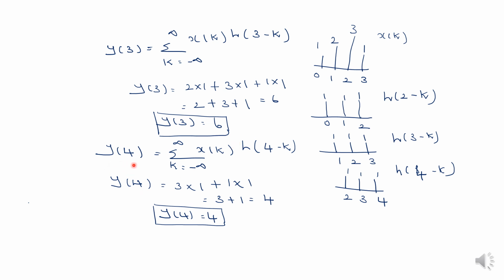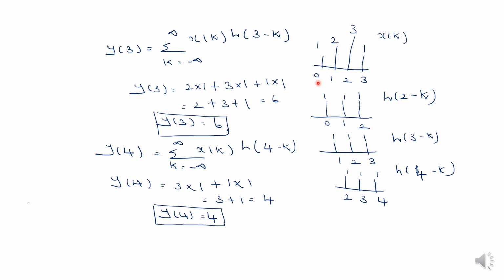Similarly, y of 4 is equal to the summation, k from minus infinity to plus infinity, x of k into h of n minus k. N is 4 here, therefore it is 4 minus k. So h of 4 minus k can be arrived by shifting h of 3 minus k by 1 unit towards the positive direction. H of 3 minus k starts from k is equal to 1. If we push it 1 unit along the positive side, it starts from k is equal to 2 for h of 4 minus k. So we need to perform linear convolution between x of k and h of 4 minus k.